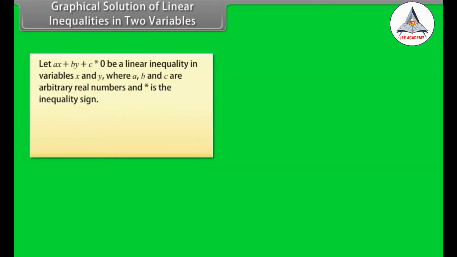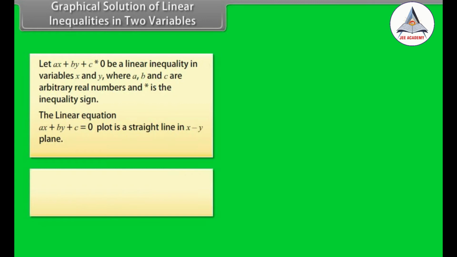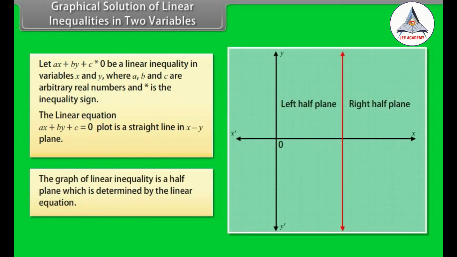Graphical solution of linear inequalities in 2 variables. Let ax plus by plus c star 0 be a linear inequality in variables x and y, where a, b and c are arbitrary real numbers and star is the inequality sign. The linear equation ax plus by plus c is equal to 0 plots a straight line in the xy plane. Below are examples of a straight line in the xy plane, which divides the xy plane into 2 halves. The graph of a linear inequality is a half plane, which is determined by the linear equation.